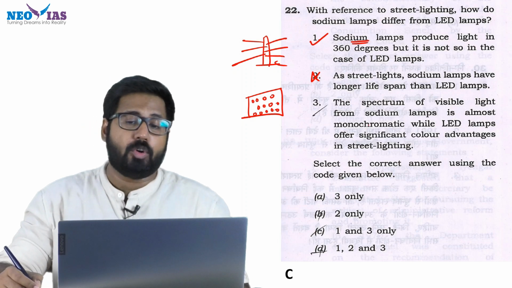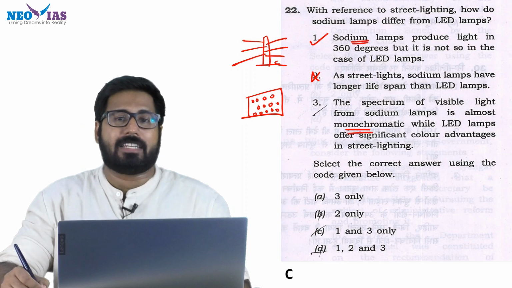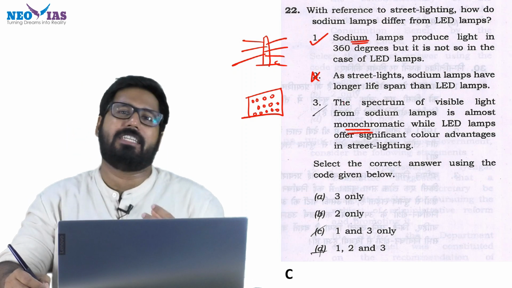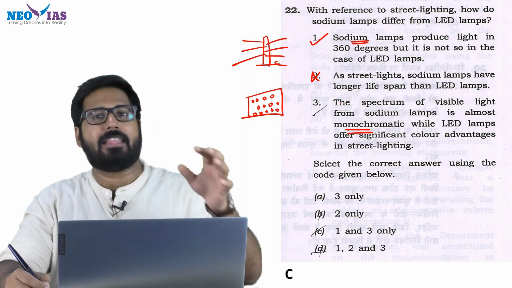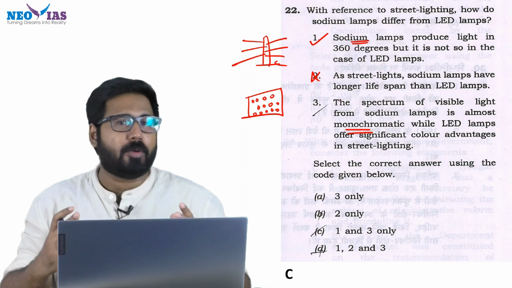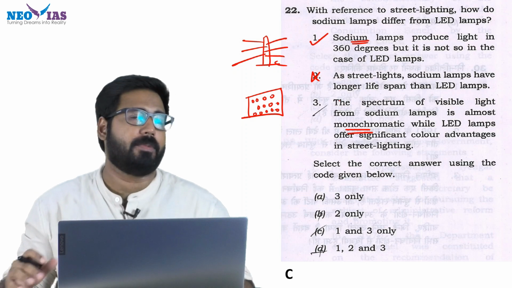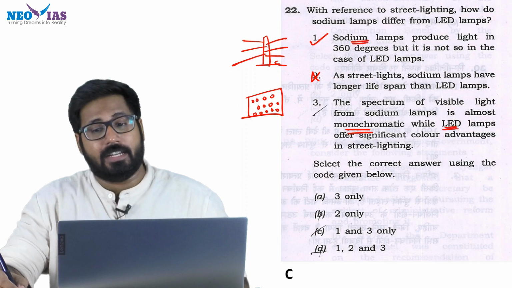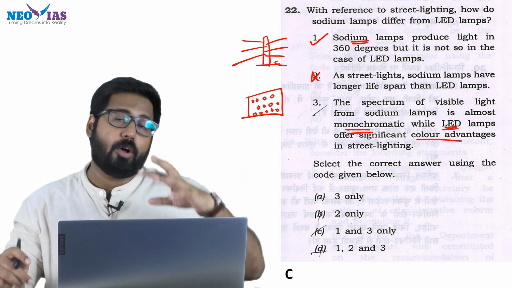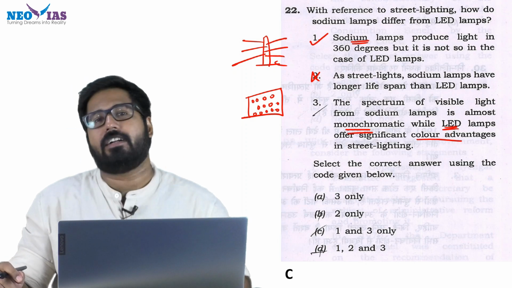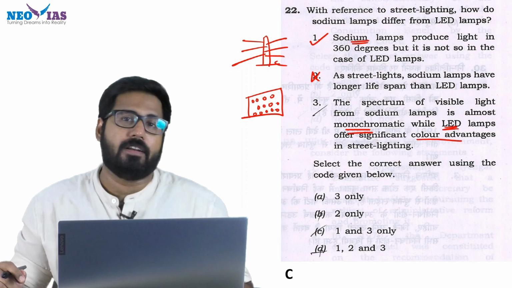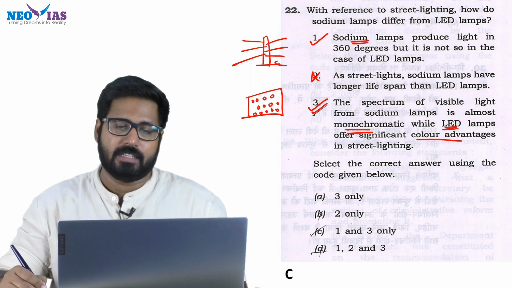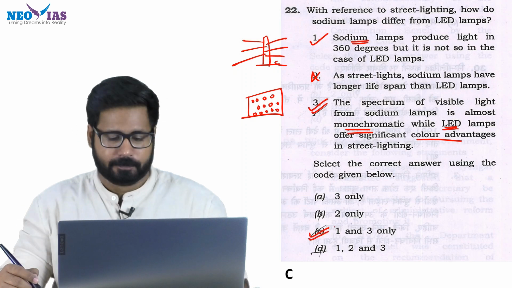Why? Because sodium lamps are producing a monochromatic light. Predominantly, the light which is coming out of the sodium lamp is of a particular frequency in the yellow shade. So everything in that region looks yellowish. While LED lamps, when I say it gives a significant color advantage, all the other colors which are lit under an LED lamp are brightly visible under the LED lamp. So the third statement is also correct, and the answer for this turns out to be option C.